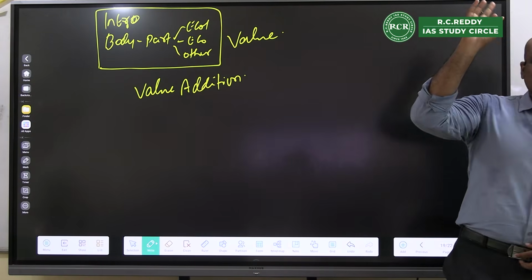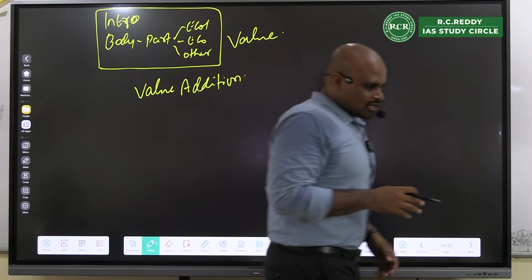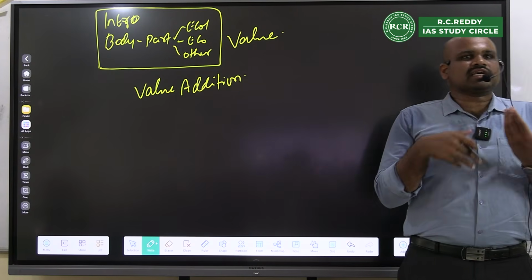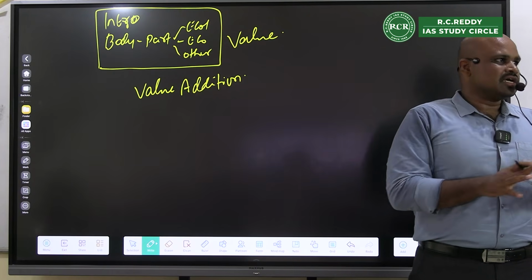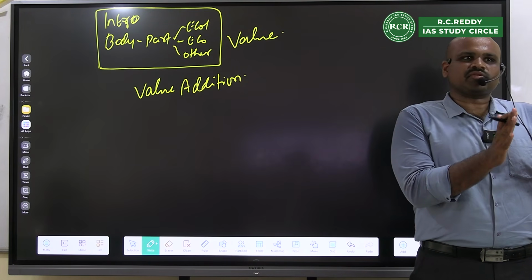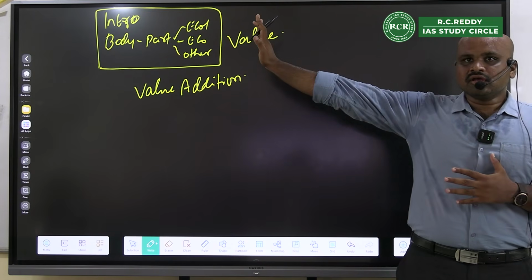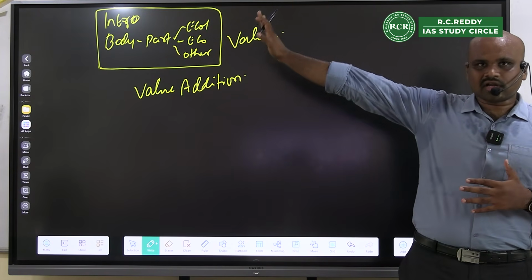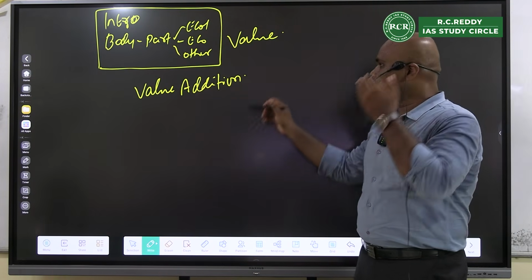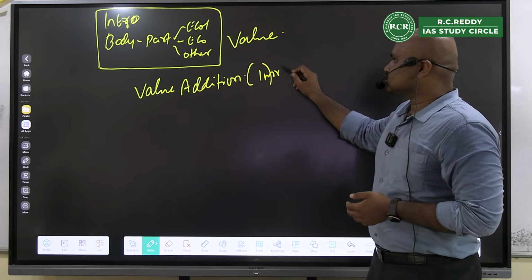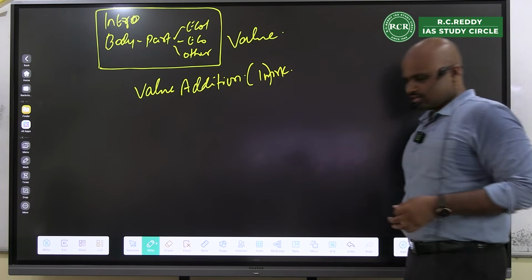Many people have created so much hype with respect to this value addition that people started replacing basic content with value addition. Now that is never going to be the game at any cost. If I have to score a bare minimum of 3 out of 10 or 4 out of 10, I need my basic content to be very strong. Depending upon my basic content, I need to add some value. And what is the worth of value addition in any answer? It is 1 mark.